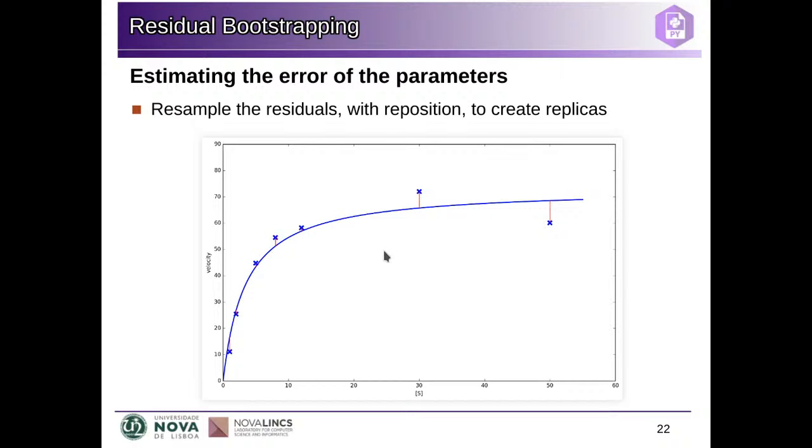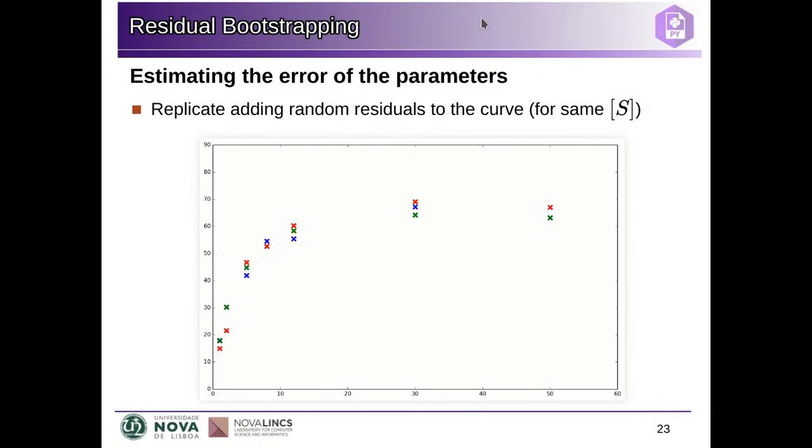These residuals are representing the kind of errors that we can expect to have if we repeat our experiment. Of course, it takes a lot of work to repeat the experiment, so we're not going to repeat it. We're going to use bootstrapping to imitate repetitions of our experiment. So this is what we're going to do: we're going to create replicas by starting from the predicted curve and adding randomly picked residuals to the curve.